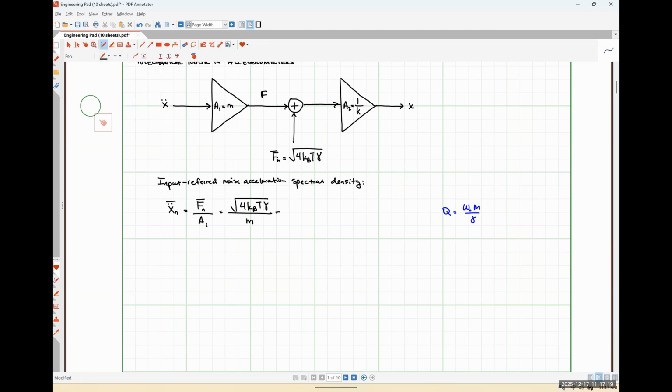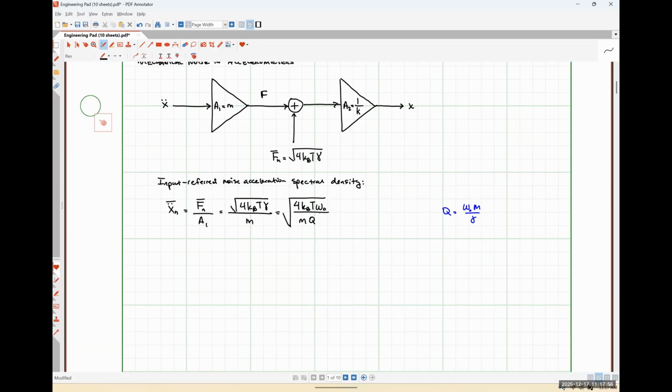So if I substitute that relationship in for gamma, or rearrange it and substitute, I can write this noise force spectral density as the square root of 4 kBt times my resonant frequency divided by mass times quality factor. And so this is what's setting the lower limit of acceptable accelerations that we can measure, okay? So this is essentially the noise floor for our system that is dependent on the resonant frequency of the system as well as the quality factor of the system.